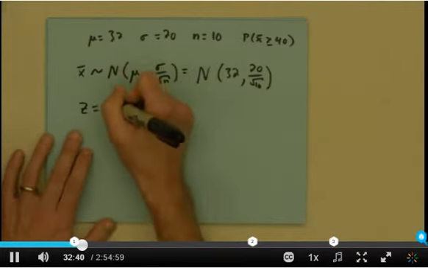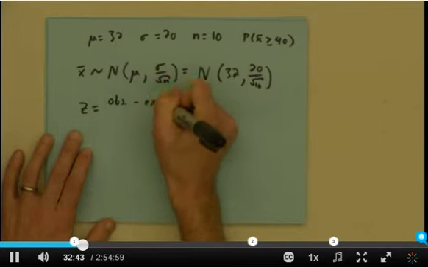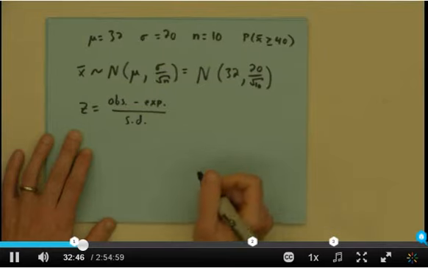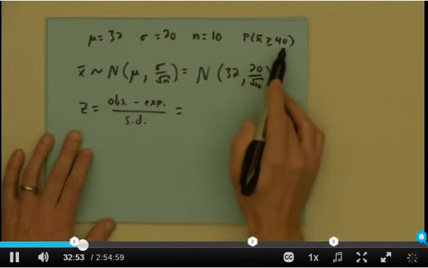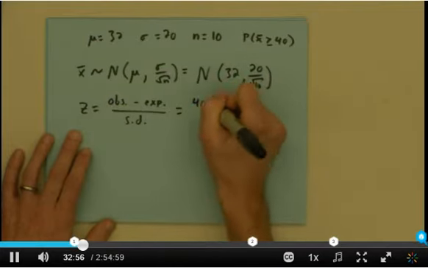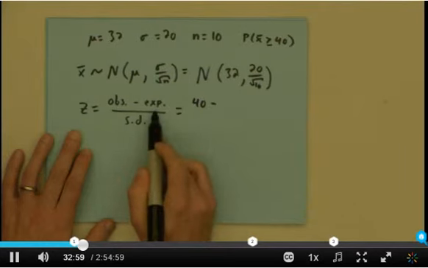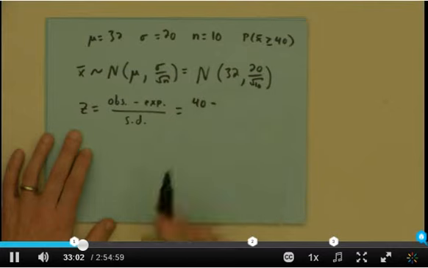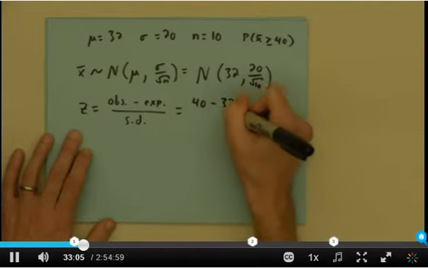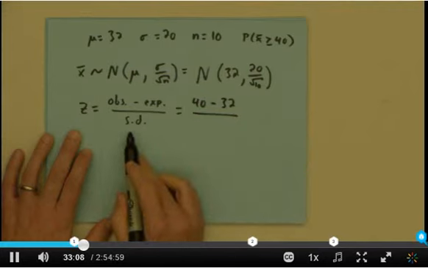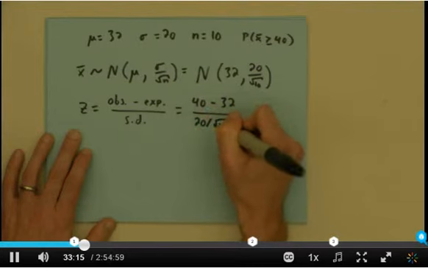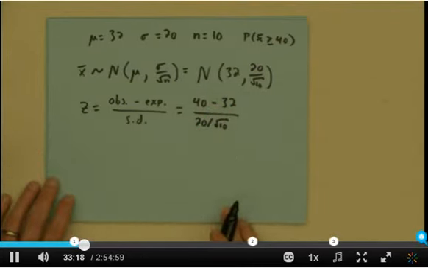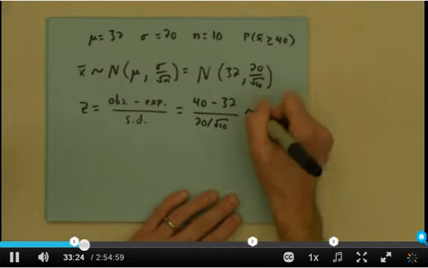Remember, when you compute a z-score, it's always the observed minus the expected over the standard deviation, or the equivalent of it. So what are those players in this particular situation? The observed amount that I'm looking for is the 40. What I would expect most of the time is the center of my distribution here, 32. And the equivalent of my standard deviation is this standard error, 20 over the square root of 10. I'll write it sideways so it's clear that that's all under the denominator here.